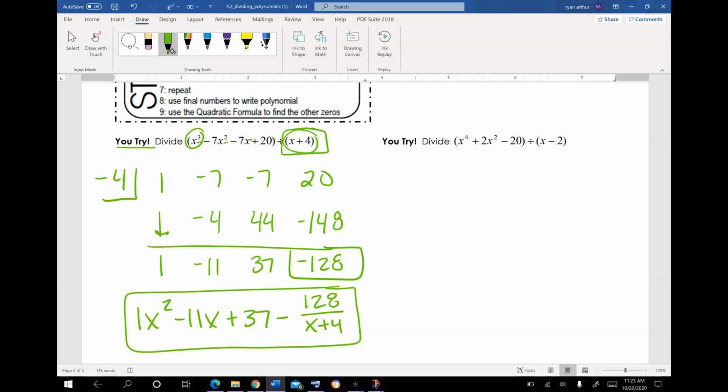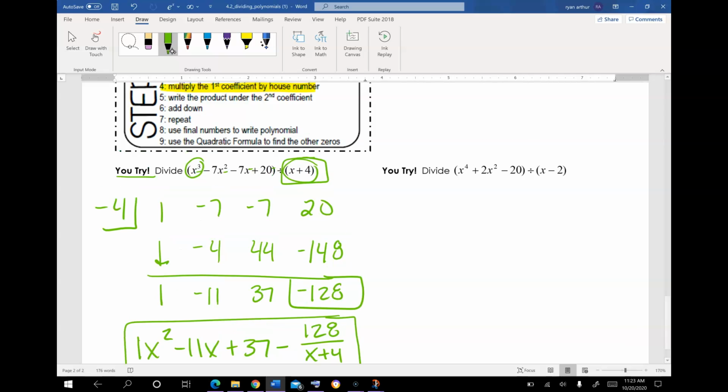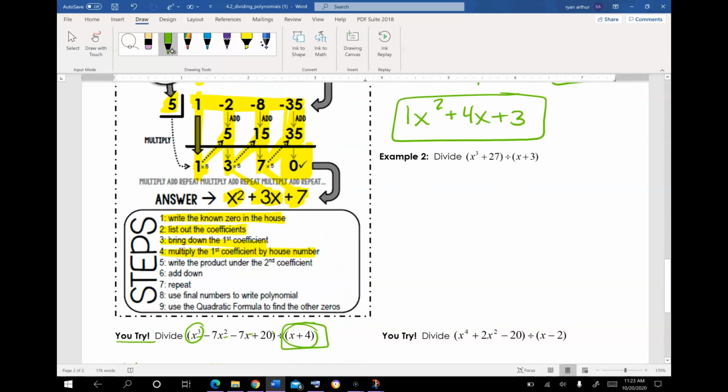Okay? All right. Now let's do one where you skip things, what I'm talking about when you skip things. Okay? So, example 2. You have to do the opposite of x plus 3. So -3 goes in the house. Okay? Now look here. It counts down from 3 to 0. I'm missing the x squared and the x.